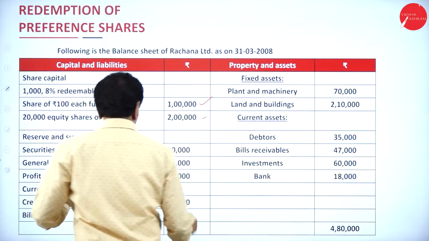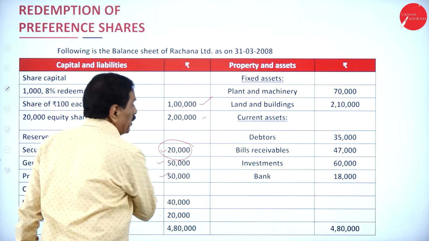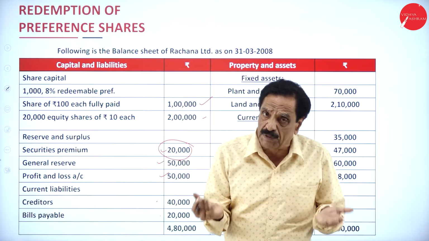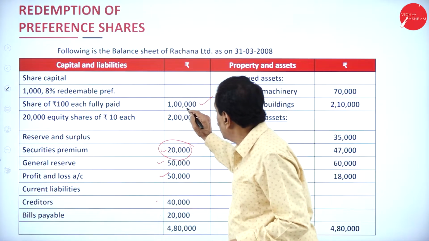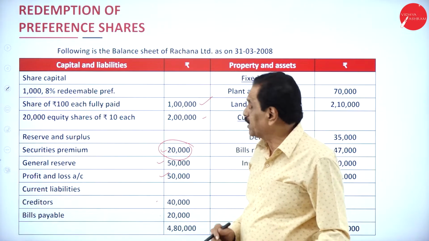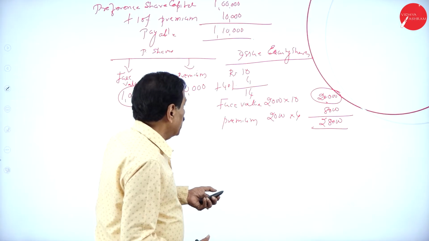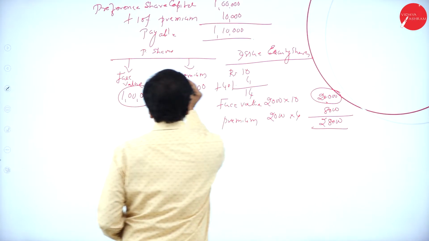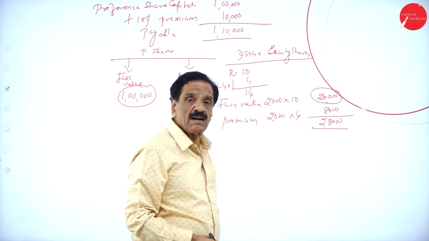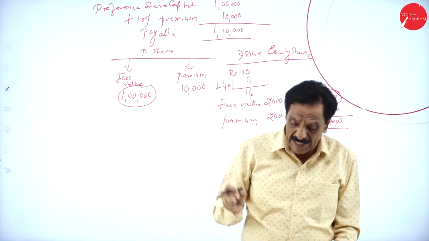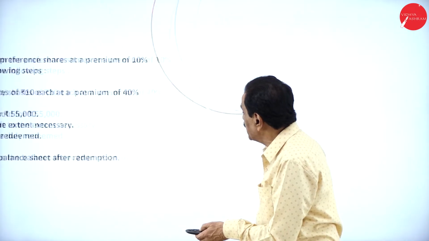Here we have already share premium. How much is there? 20,000. We can utilize that premium and pay back the preference share premium. What's your face value to be paid? 1 lakh. How much available? By issuing the shares, you got 20,000. We have to pay back 1 lakh rupees. How much you have got? 20,000. What's the balance? 80,000. That 80,000 should be utilized.